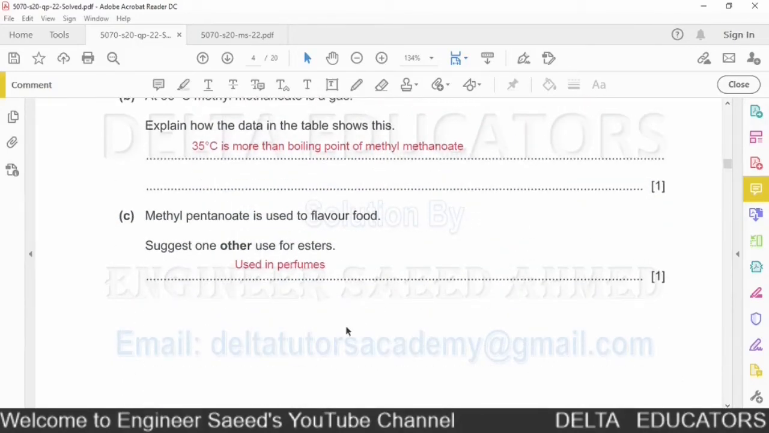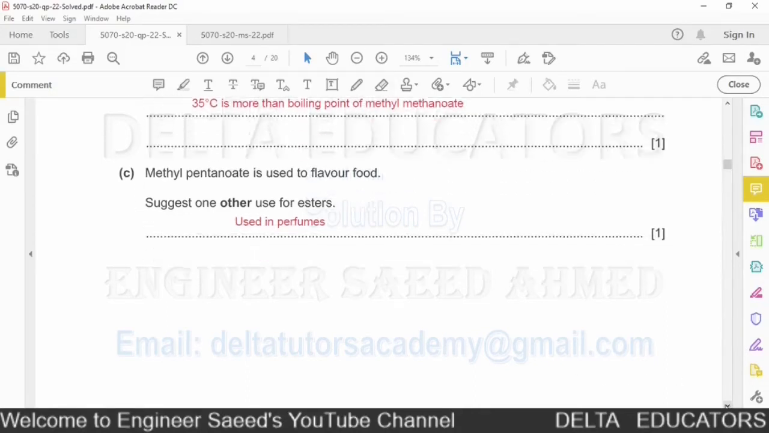Part C. Methyl pentanoate is used to flavor food. Suggest one other use of esters. Esters are also used in perfumes. So we can write here: used in perfumes.